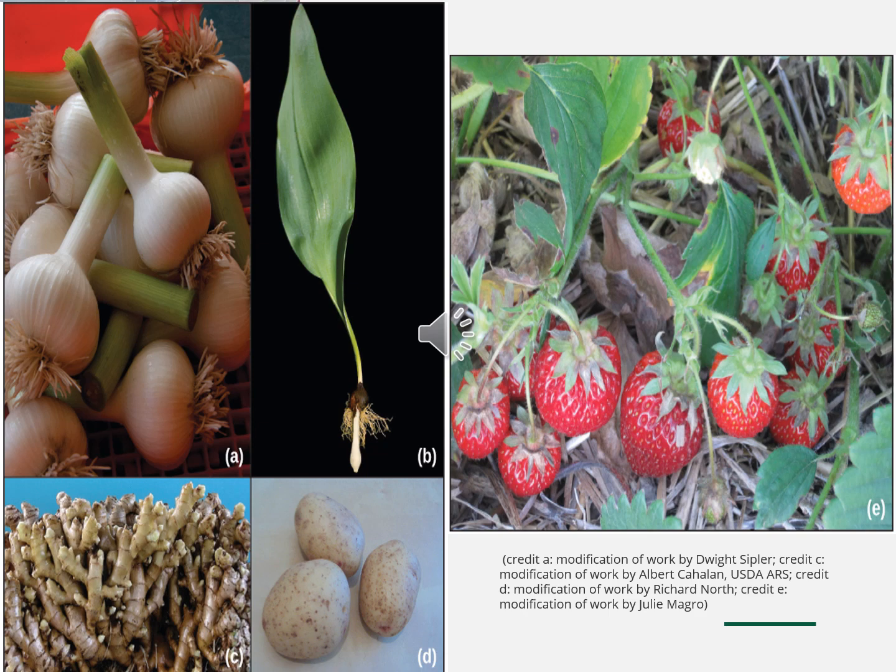C. Ginger forms masses of stems called rhizomes that can give rise to multiple plants. D. Potato plants form fleshy stem tubers. Each eye in the stem tuber can give rise to a new plant. E. Strawberry plants form stolons, stems that grow at the soil surface or just below ground and can give rise to new plants.